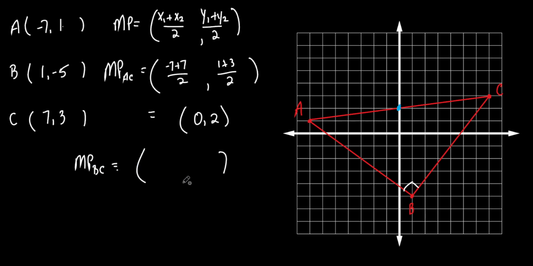All right, shouldn't take too long. Put this over 2, put this over 2. BC, so I'm doing the second one and the third one. So what do I do? I add up the x's, 1 plus 7. Let's do it in our head. What's 1 plus 7? That's 8. And then -5 plus 3. -5 plus 3 is -2. So what does that give us? This gives us 4, what? -1. Okay? So where is (4, -1)?